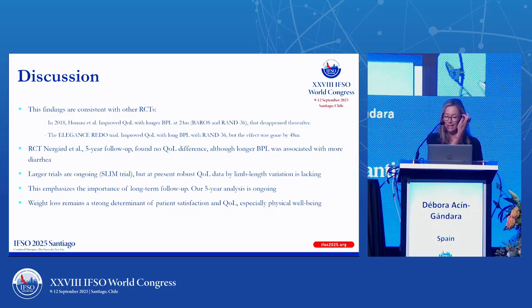For example, the Elegance Redo trial similarly found improved quality of life with long BPL with REN36, but the effect was gone 48 months later. However, one randomized controlled trial of NIRGAR with a 5-year follow-up found no quality of life difference, although longer bibliopancreatic limb was associated with more diarrhea.